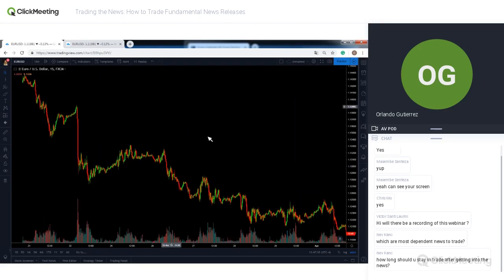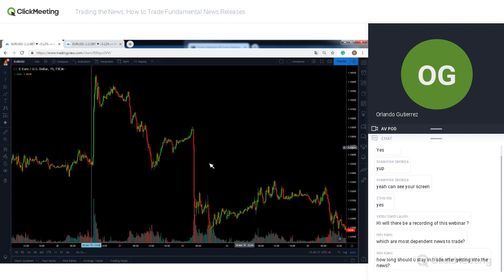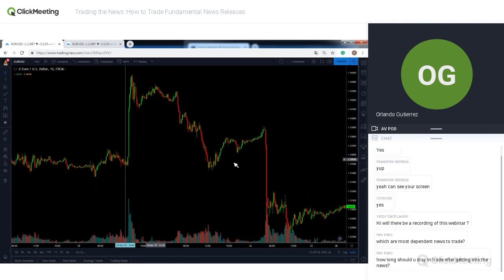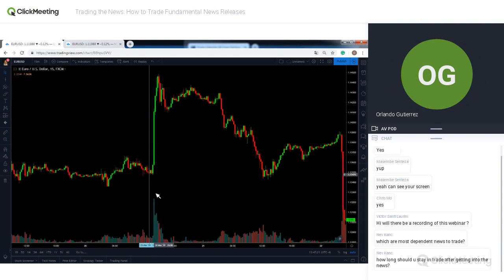So I think it's right here. All right, so this is the 50-minute chart. Let's say on the 50-minute chart, guys. When the news hit the wire, it was right here on this big, huge candle. And if you look at it, it's a 50-minute candle, and that 50-minute candle hit my target.